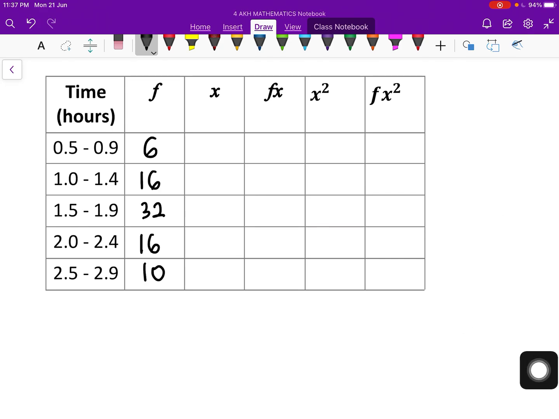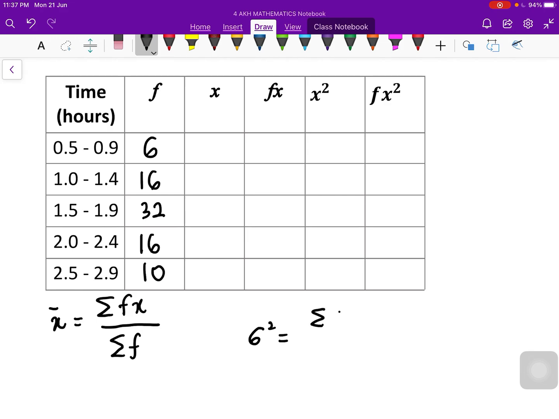Okay. So, mean nak cari adalah the sum of fx divided by the sum of f. Standard deviation ataupun variance lah. Variance is actually the sum of fx square divided by the sum of f minus mean square. Okay, so the formula should be in your head already. Okay, midpoint. So midpoint is based on our class.